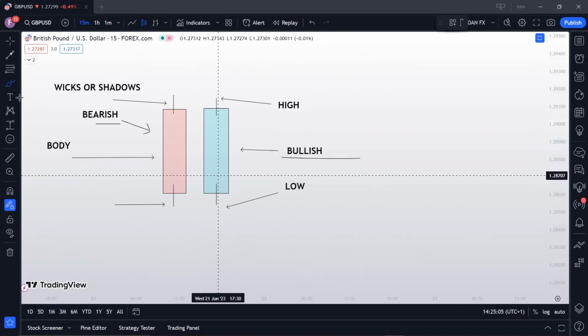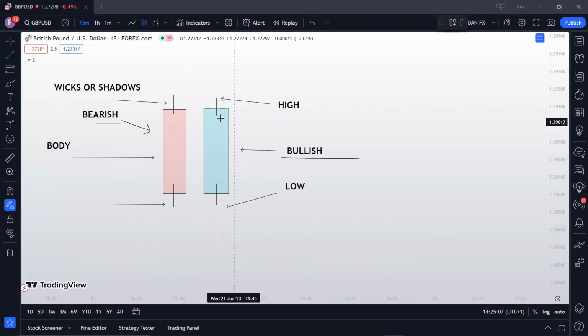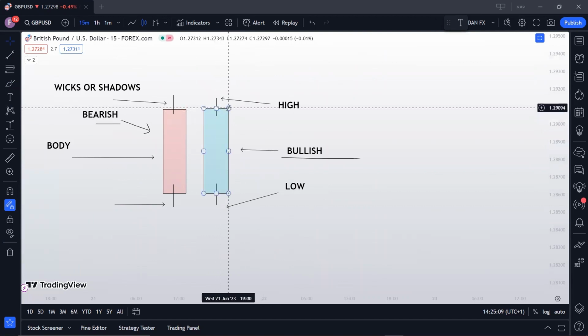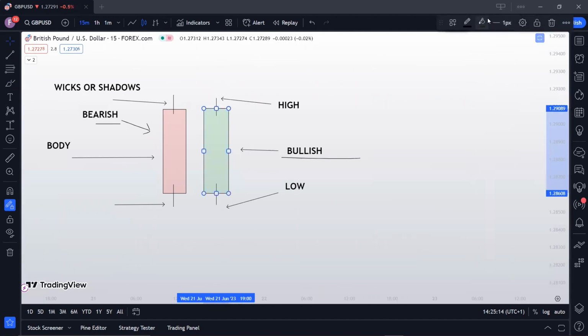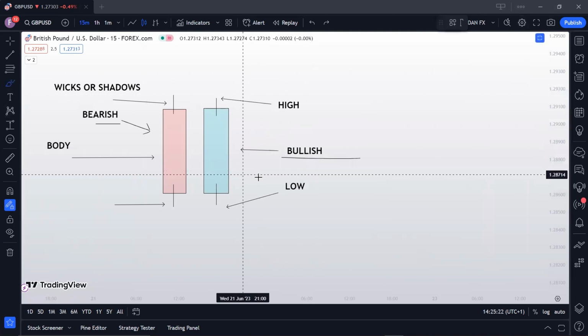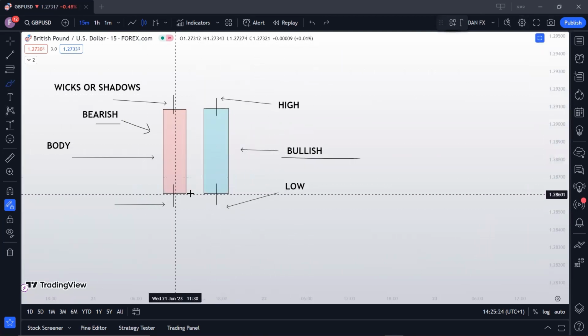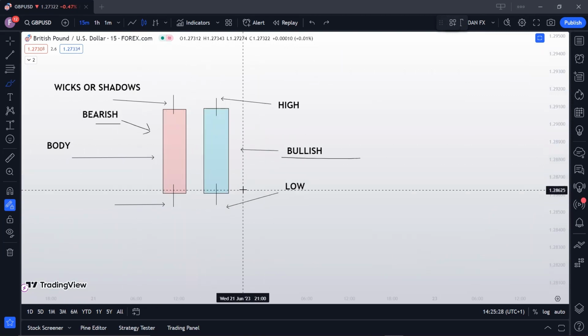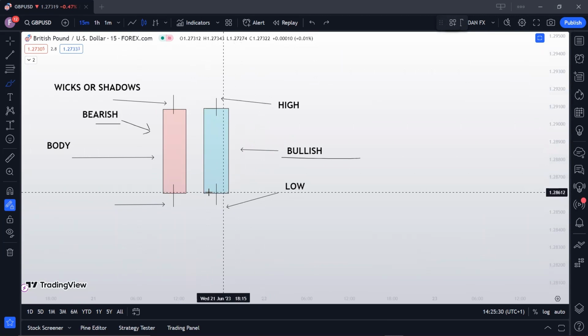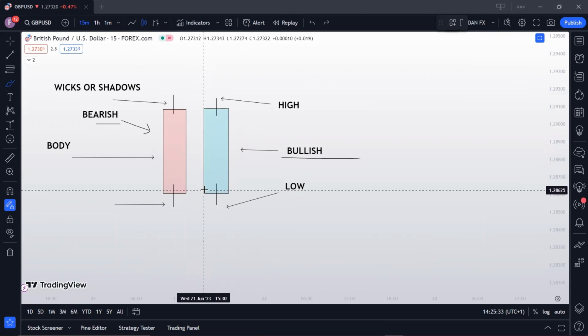Now when you look at a bullish candlestick, which is this blue one, sometimes it might be green. I think the default is usually green, like this, but on my chart I changed it to blue. On a bullish candlestick, there's an open and there's a close. Also for the bearish, there's an open and there's a close. But where the bullish candle opens is not the same place where the bearish candle opens. So I'm going to explain that now.